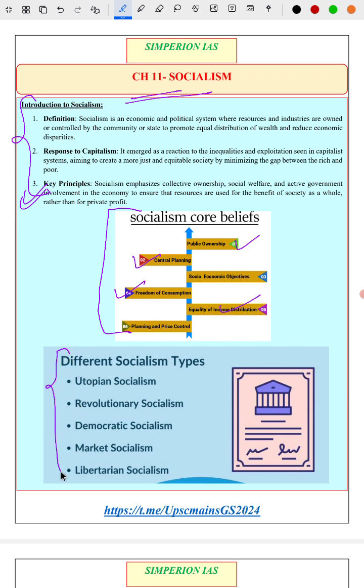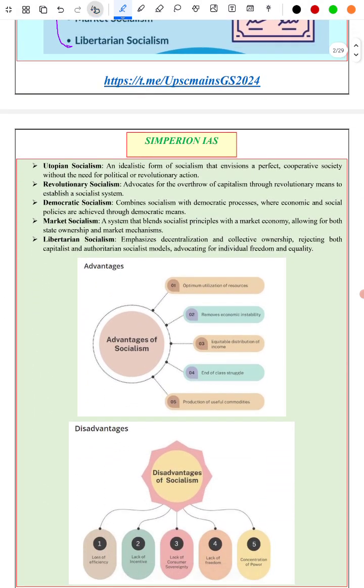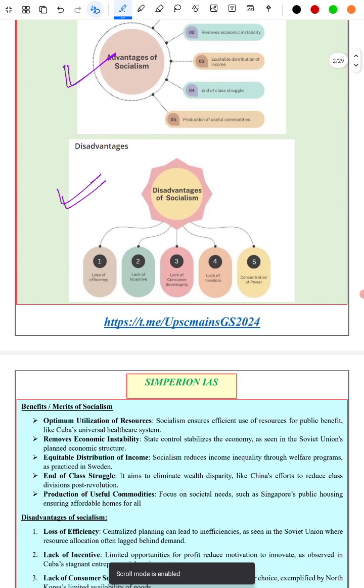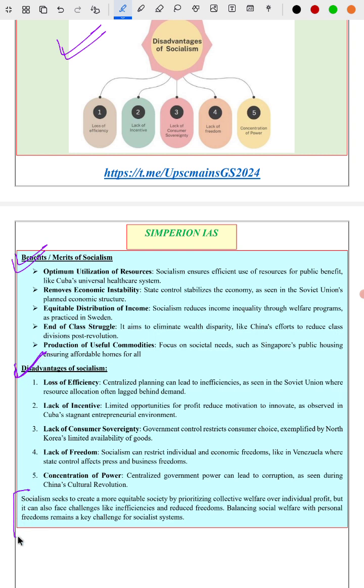Next, we have covered the different types of socialism, and we have given a one line definition or explanation for each type. Next, we have covered the advantages and disadvantages of socialism, that is the benefits and merits as well as the drawbacks, and we have explained those in detail, concluding with a conclusion.